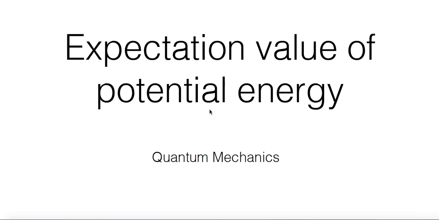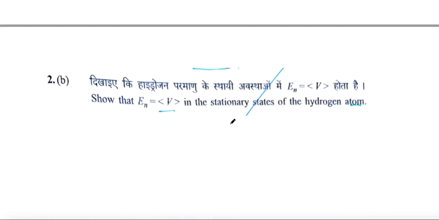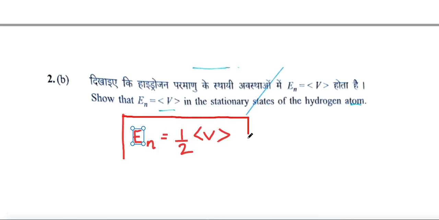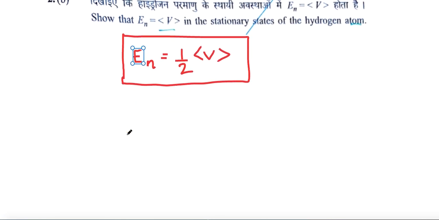So today's session we are going to analyze the expectation value of potential energy, which is again a topic in quantum mechanics. So let us go straight to the question. The question is: show that the energy E is equal to the expectation value of potential energy in the stationary state of the hydrogen atom. There is a small correction in this question. Actually, En should be equal to 1 by 2 times the expectation value of potential energy. This should be the question. So let us see how this can be done.